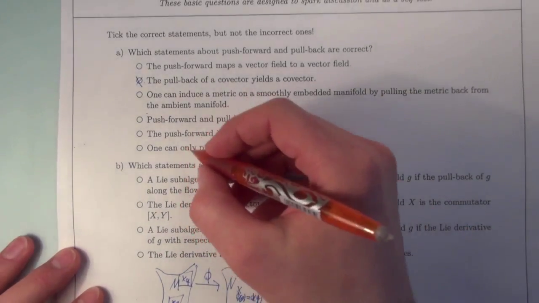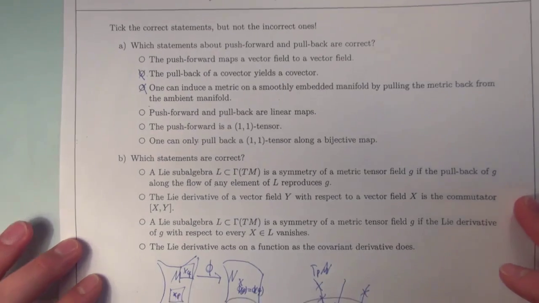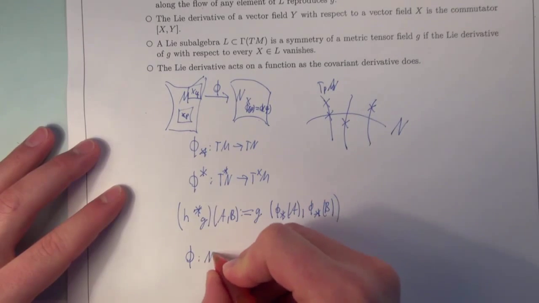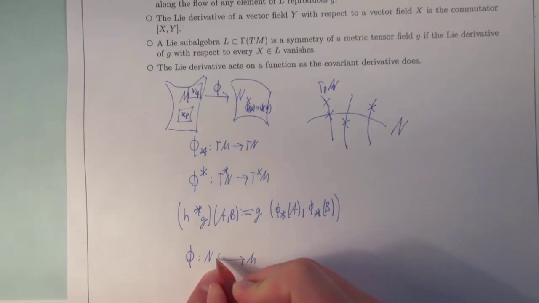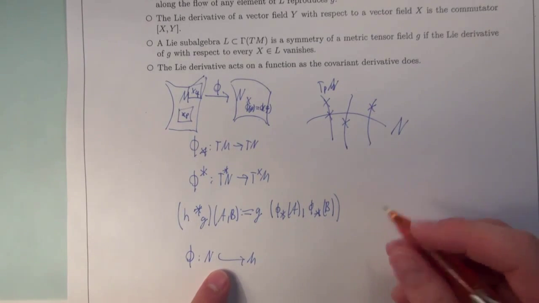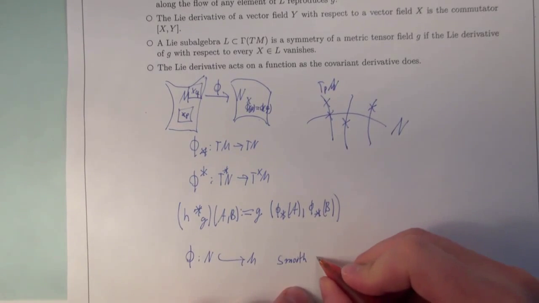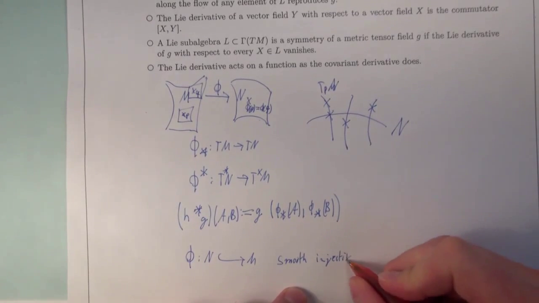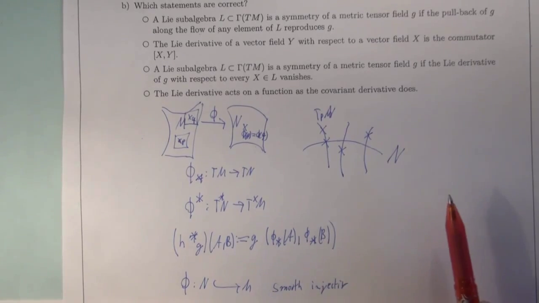I should clarify what an embedding is first. An embedding is an injective map from a manifold to another manifold. An embedding we just denote by this curved arrow. This has to be smooth, and injective, then it's a smooth embedding. If we have this, we always can find such a map, and this is always fulfilled.